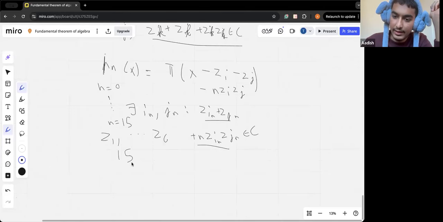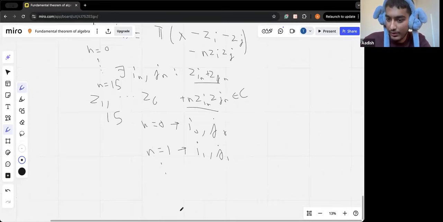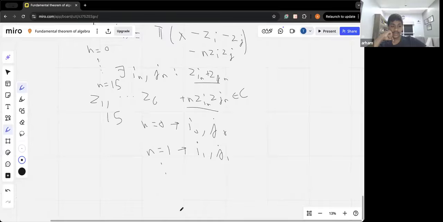Is that clear? So for n equals 0, we get some pair i0, j0. For n equals 1, we get some pair i1, j1. Eventually, we will have two pairs that are the same because there are finitely many pairs. Pigeonhole principle. Okay. Is that clear?